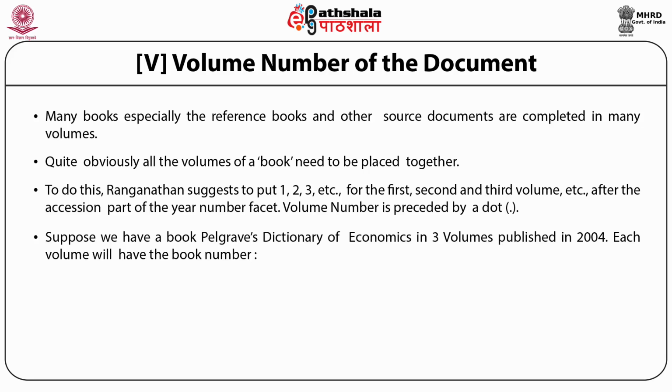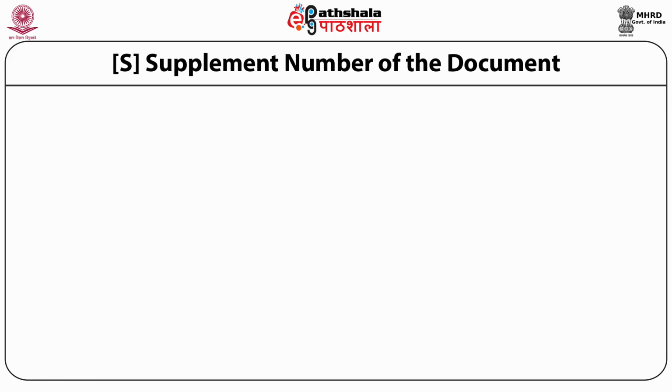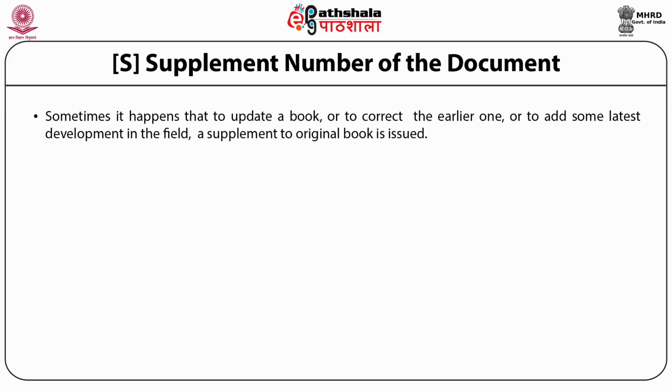Suppose we have a book, Palgrave's Dictionary of Economics, in 3 volumes, published in 2004, and its class number will be XK, and the book number of each volume will be P4.1 for the first volume, that is, P4 is the year of publication, and that is 2004, and dot 1 is the first volume, P4.2 the second volume, P4.3 the third volume, and so on. In this way, all the volumes of a given book or reference source can be brought together.